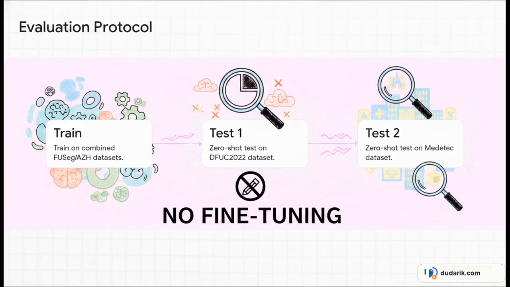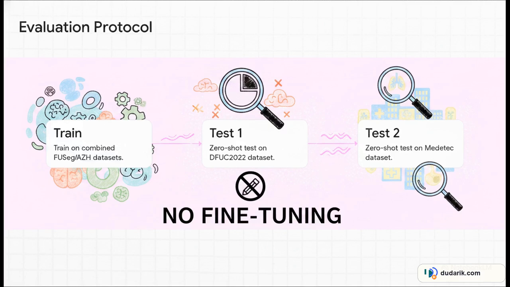To put these models through the ringer, the researchers set up a brutally strict evaluation protocol. It was designed specifically to prevent data leakage and expose the absolute true ceiling of how well they generalize. Here's how it worked. Step 1. Train all models on a combined dataset from 2 specific sources, FuseEgg and AZH. Step 2. Test them zero-shot, meaning they've never seen it before, on a completely independent external dataset called DFUC 2022.